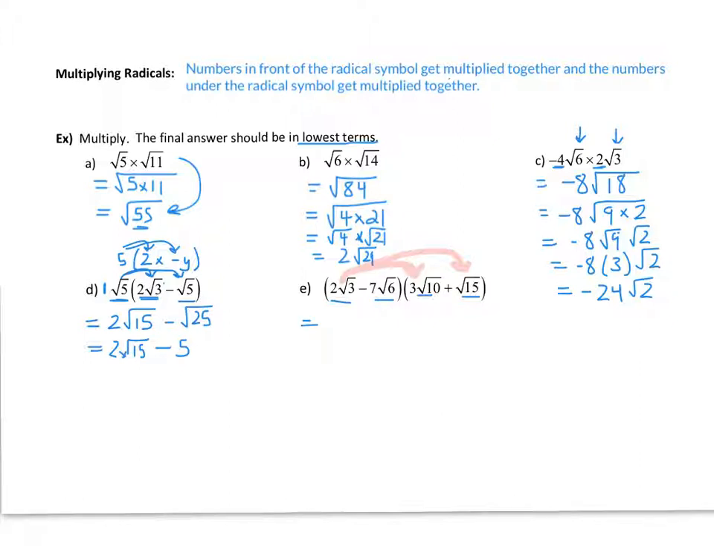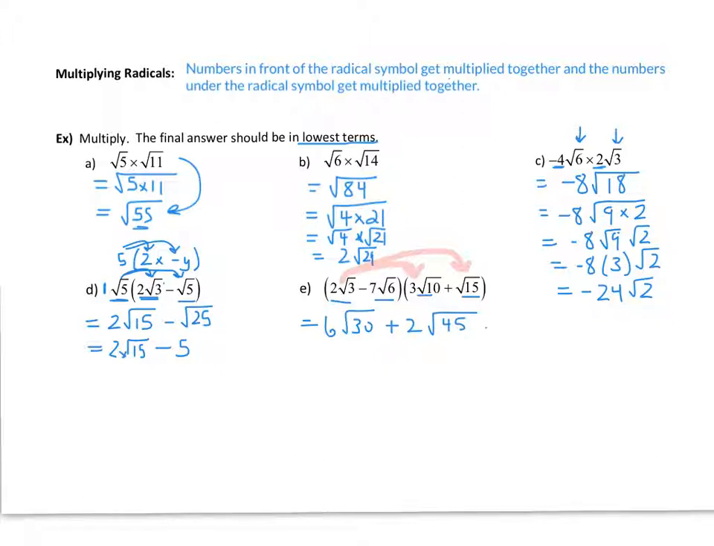Okay, so 2 times 3 should be a 6. Root 3 times root 10 would be a root 30. Plus 1 times a plus 2 would be plus 2. Root 3 times root 15. 3 groups of 15. What is 3 times 15? That's 45. Okay, had a brain moment here.